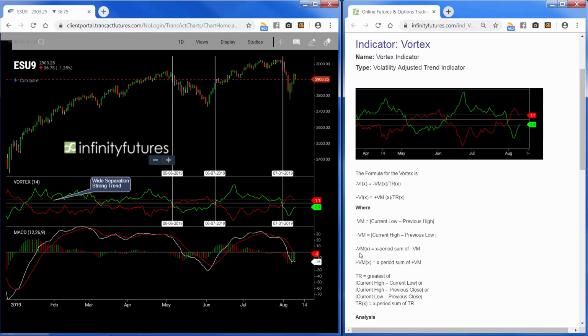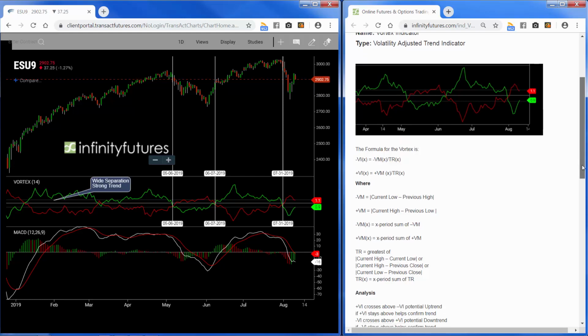To get the minus VM of X, you're going to add all those up for all 14 of them for the time frame. The same with the plus VM. You'll add all 14 of those up, and those will go in the numerator of this equation.